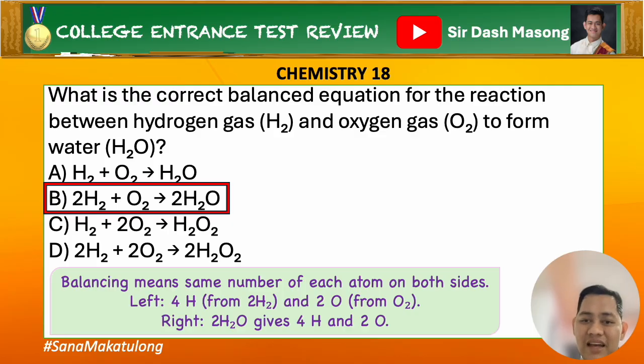Letter D, wrong din kasi it produces hydrogen peroxide, hindi water. Pero pag tinignan mo, look at the left, meron siyang 4H and 4O. Sa right, may 4H and 4O din. So, balanced siya, pero wrong naman yung product. So, it's not for water, it's for hydrogen peroxide. So, the correct answer is letter B.